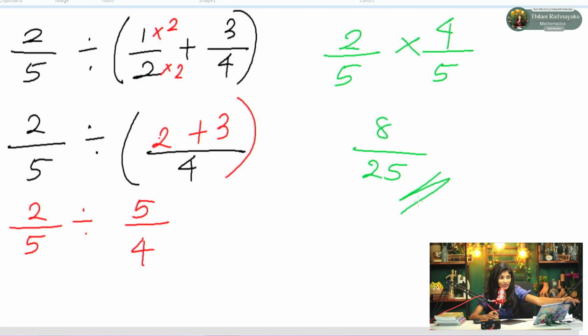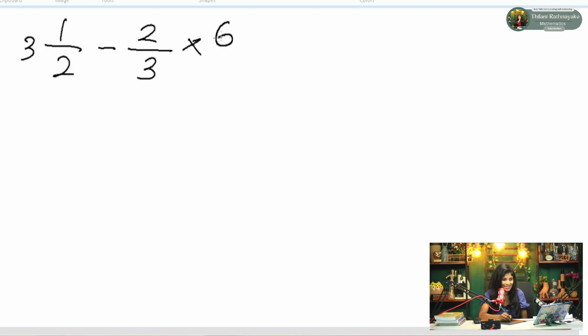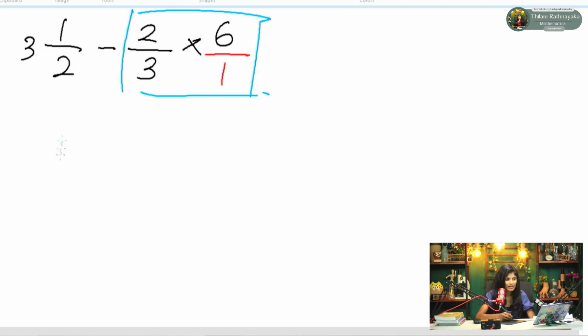So we are moving to our third question. That is this: 3 1 over 2 subtract 2 over 3 multiplied by 6. So as 6 is a whole number, I will write 1 in the denominator. Now, remember the BODMAS rule? What you have to do first? Yes, you have to do the multiplication first. So I'm going to simplify this part first.